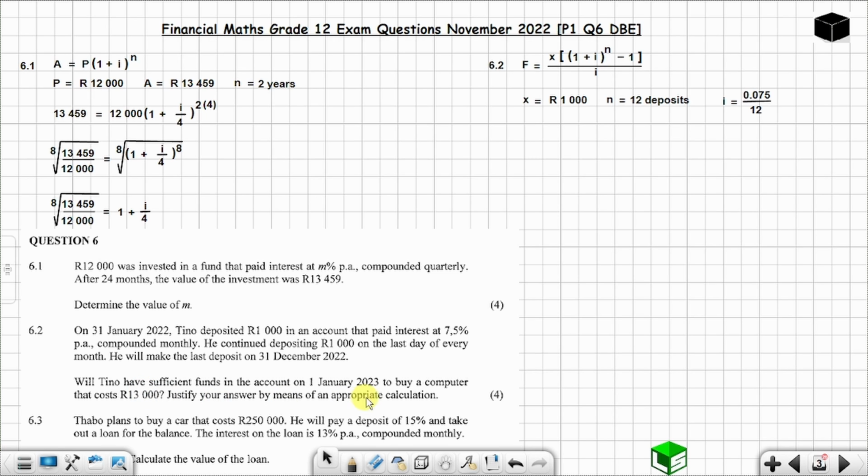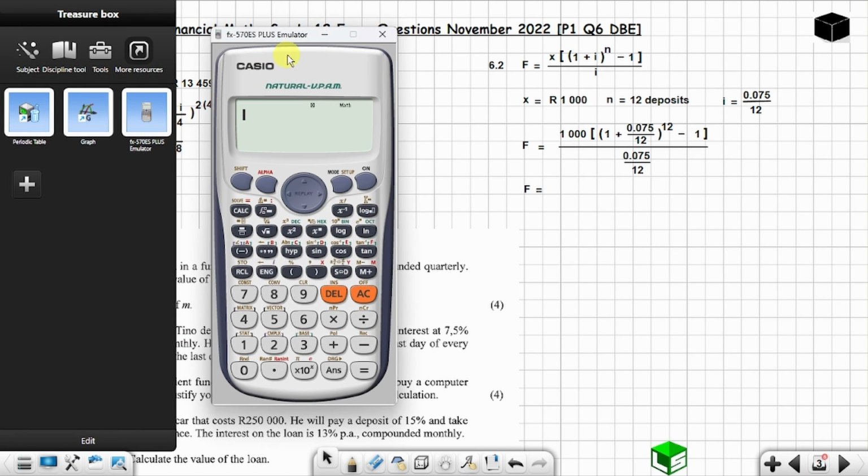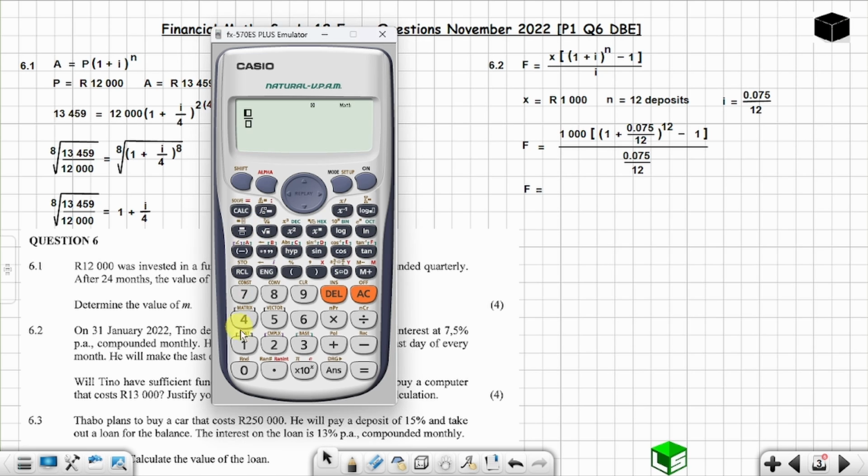a computer. We are going to use the future value formula because there is a regular payment of 1,000 over a period of time. So F is equal to, x is equal to 1,000. Plug everything that you have into the formula. You are going to have this. F is equal to, let's use our calculator. So you have this.